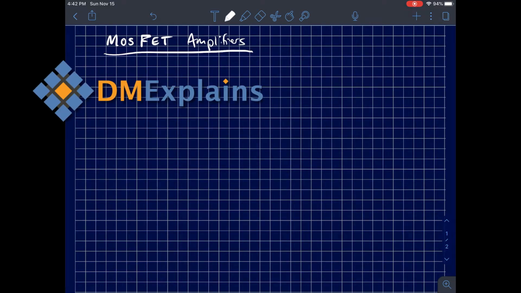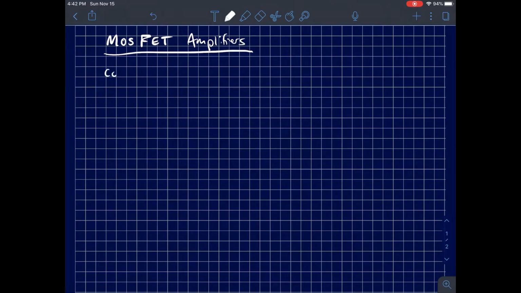In this video, I'm going to be talking about MOSFET amplifiers. I'm going to start with the common source amplifier. It is the most commonly seen discrete amplifier configuration. And in the common source amplifier, I have an input signal, Vsig, connected to ground through an input resistor, Rsig.